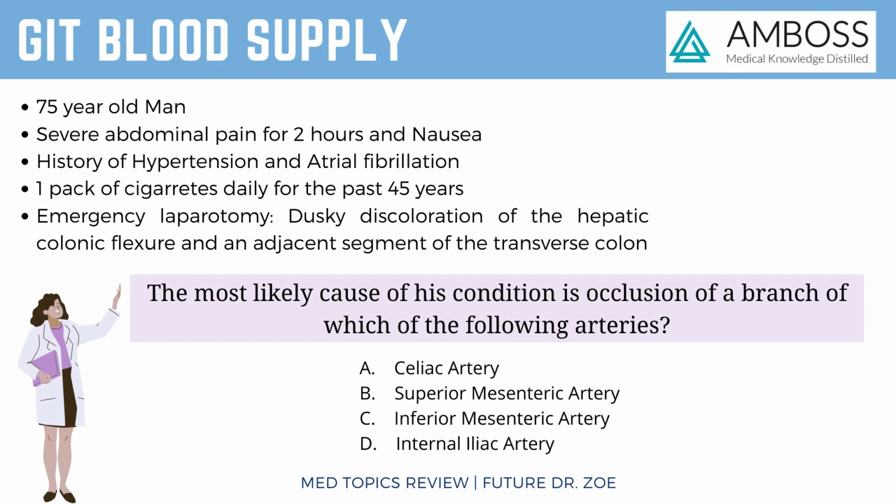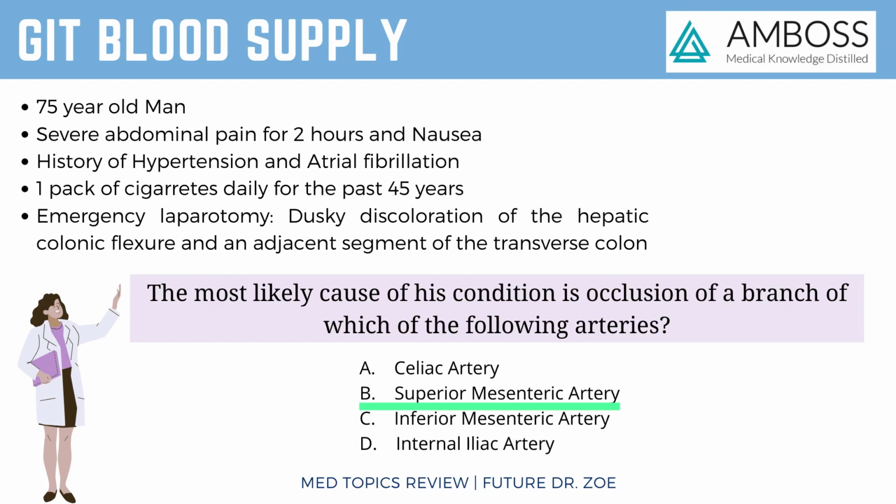The correct answer is B. Superior mesenteric artery. So based on the description of the patient's intestines, we can assume that the blood flow was disrupted, thus giving it a dusky discoloration. And approximately 50% of acute mesenteric ischemia cases are actually caused by acute arterial embolism as a result of cardiac pathologies. And as seen in this case, this patient has atrial fibrillation. So that must have caused or may have been the reason why the patient had an acute mesenteric ischemia.